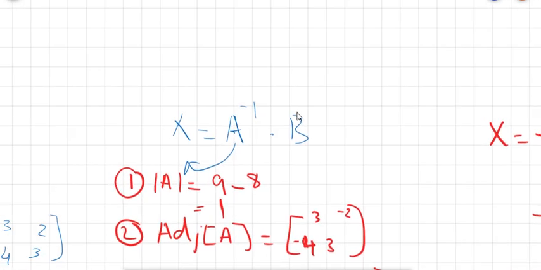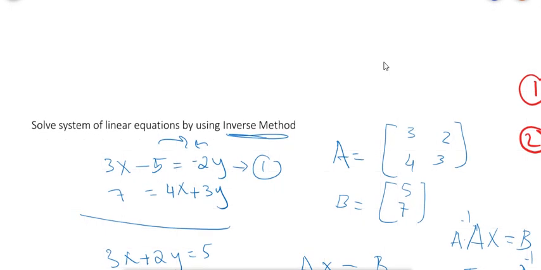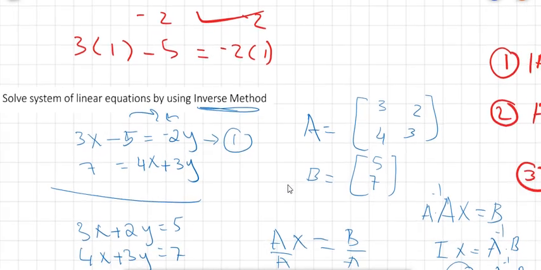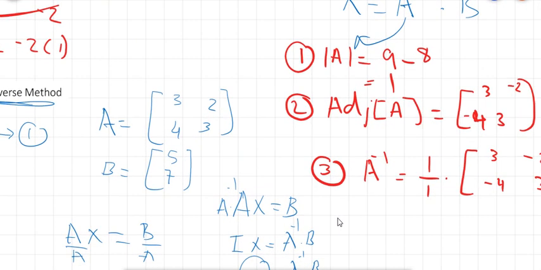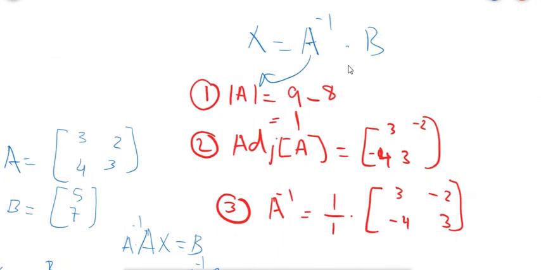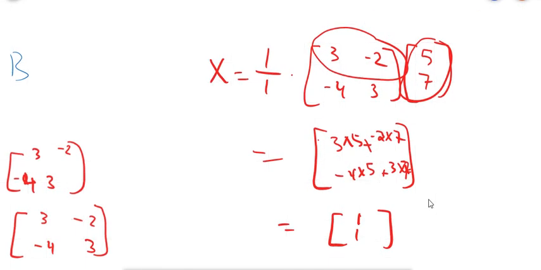So we have to check whether our answer is correct or wrong. Substitute here: instead of x, 1, it will be 3 times 1 minus 5, equal to minus 2 multiplied by 1. This will be minus 2 and this is also minus 2, so our answer is correct. This is the way of using the inverse method. We have to find the inverse, and after that we multiply by B. First we find the inverse of A, then multiply it by B.